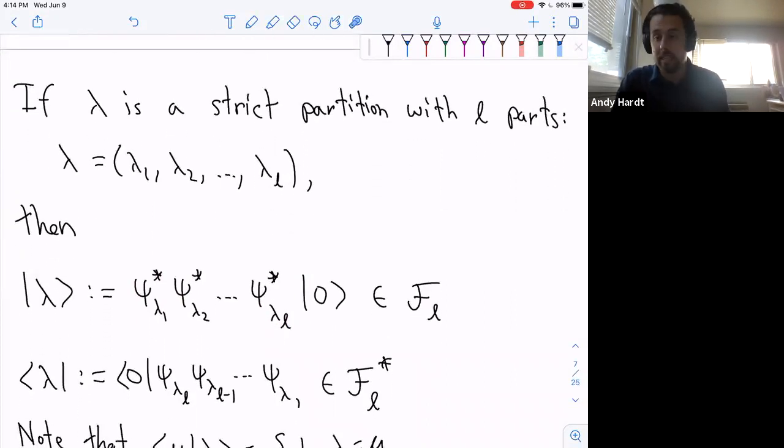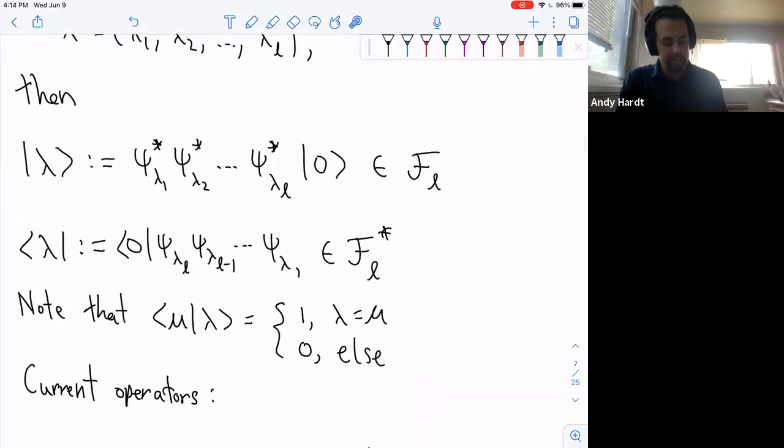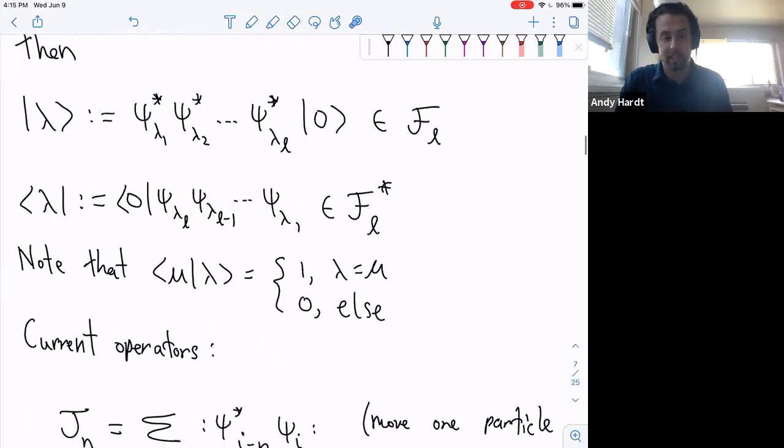Similarly, I do the opposite to get something in the dual. And you'll see that if you try to put these next to each other, to pair these up, these things cancel. And then we get that the pairing of mu with lambda is 1 if the partitions are equal and 0 if they're not. So essentially our goal is, what operators do we need to apply in the middle to move from one partition to the other partition, and what's the contribution of that?